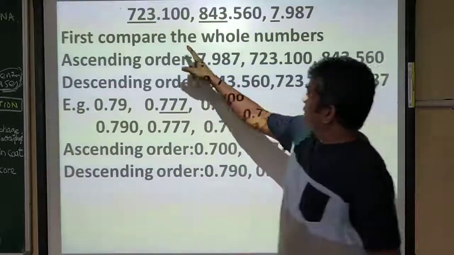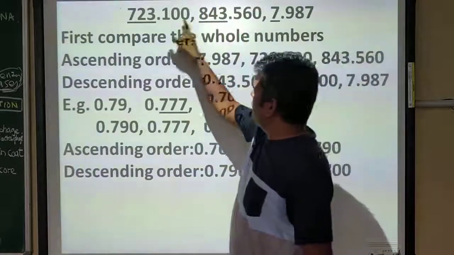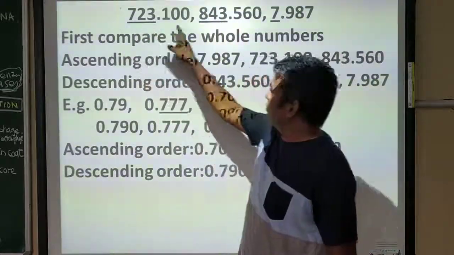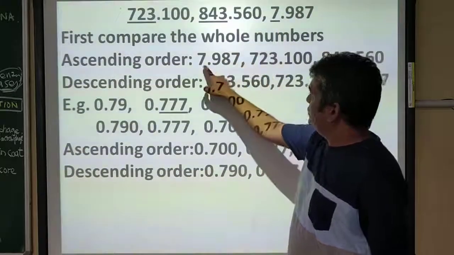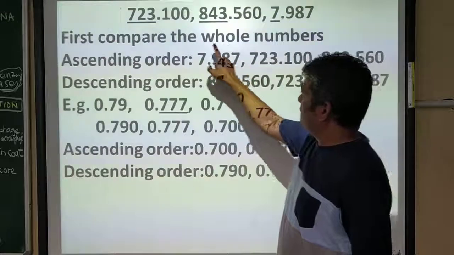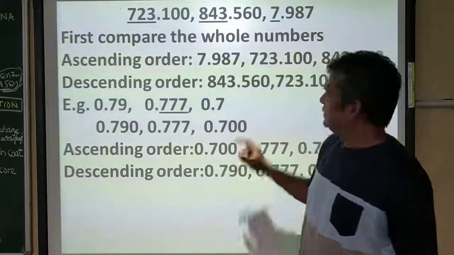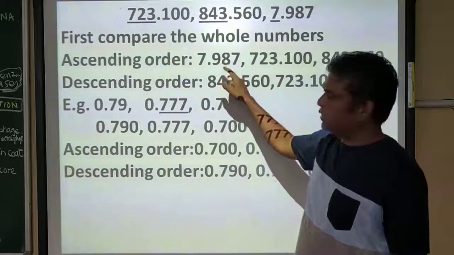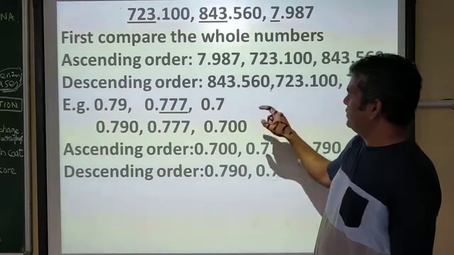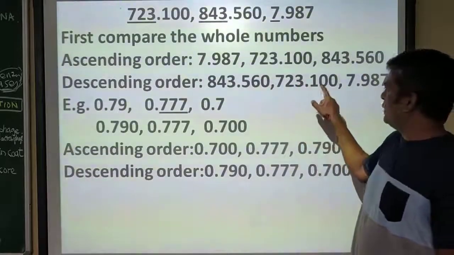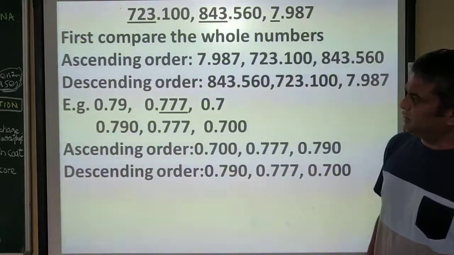Then what do you do? Here you can see, first compare the whole numbers. These are the whole numbers before the decimal point. So you see which is smallest. Since 7 is smallest, so 7.987. Then comes 723. Then comes 843. So that is ascending order. Descending order, big to small: 843.560, 723.100, and 7.987. That is the descending order.